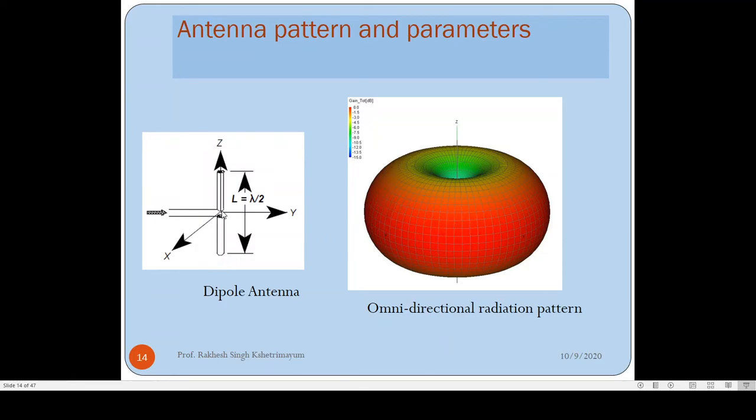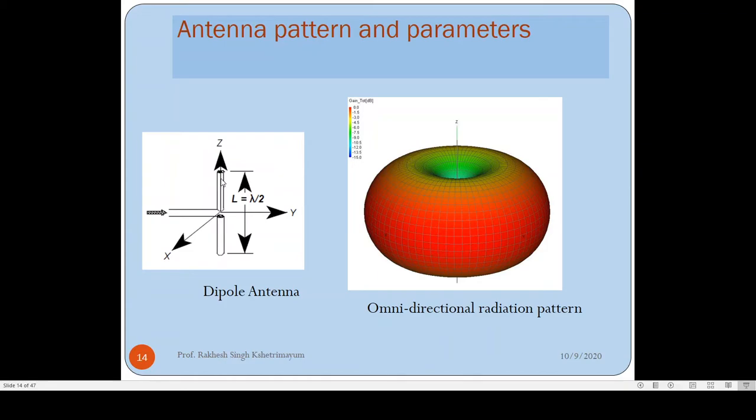So now, you can look at the fields from two planes. One is the E plane, another is the H plane. So this is a 3D pattern. You can have two principal cut planes here, one in the XY plane, another in the XZ plane. When you cut this 3D radiation pattern in the XY plane and the XZ plane, you will have two patterns, one for the E plane, another for the H plane.